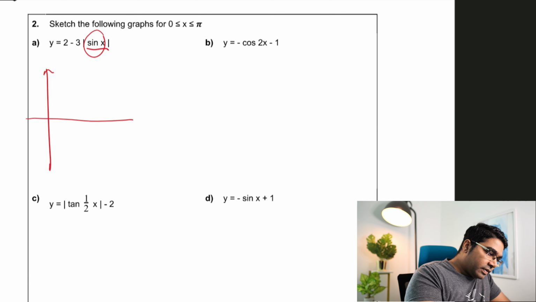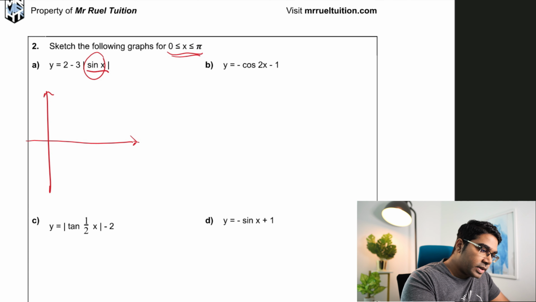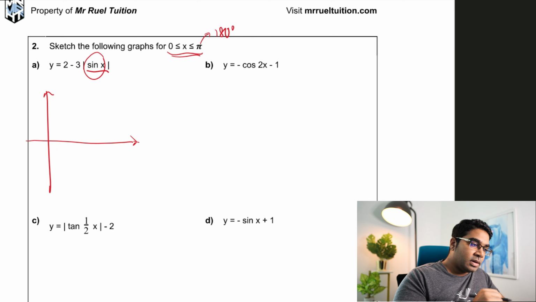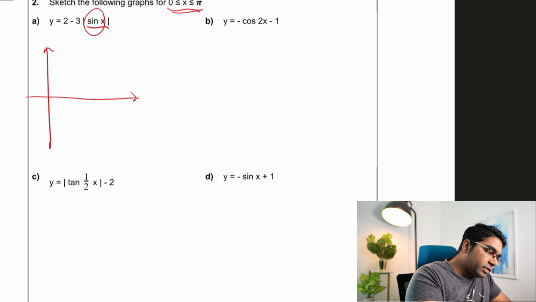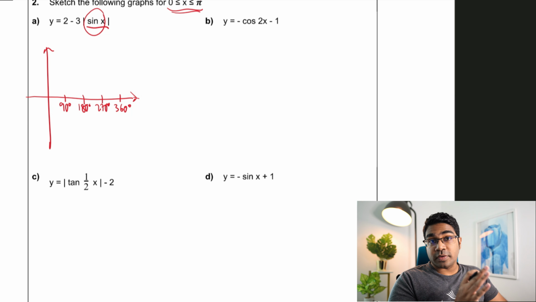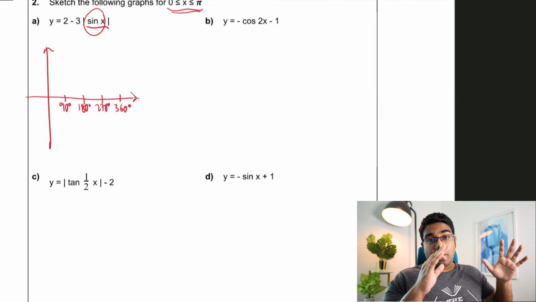So for the graph of sine x, we have to be aware of the range. The range for the question is 0 to pi. Pi radians is 180 degrees. So this is the range that we are going to draw our graph. And for sine x, we have your 5 important angles: 360, split that into 2, 180, split it into 2, we have 90, and 180 plus 90, that is 270. These are our key points when drawing graphs of trigonometric functions, whether it is sine x, cosine x, or tangent x. Let's draw y equals sine x first.